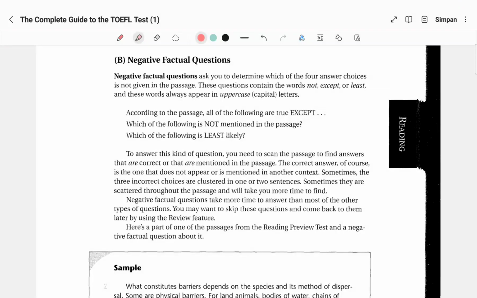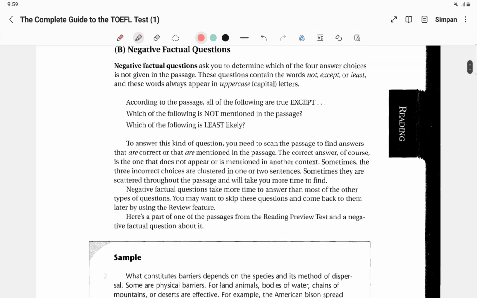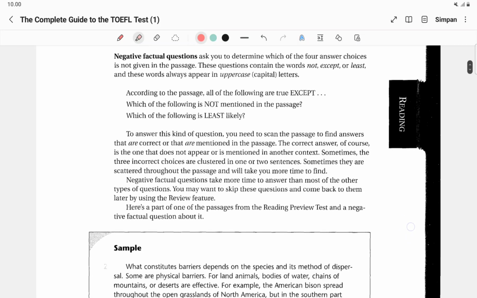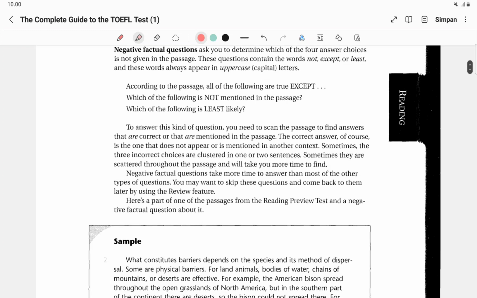Lesson 1, Factual and Negative Factual Questions. B. Negative Factual Questions. Negative factual questions ask you to determine which of the four answer choices is not given in the passage. These questions contain the words NOT, EXCEPT, or LEAST. And these words always appear in uppercase letters.